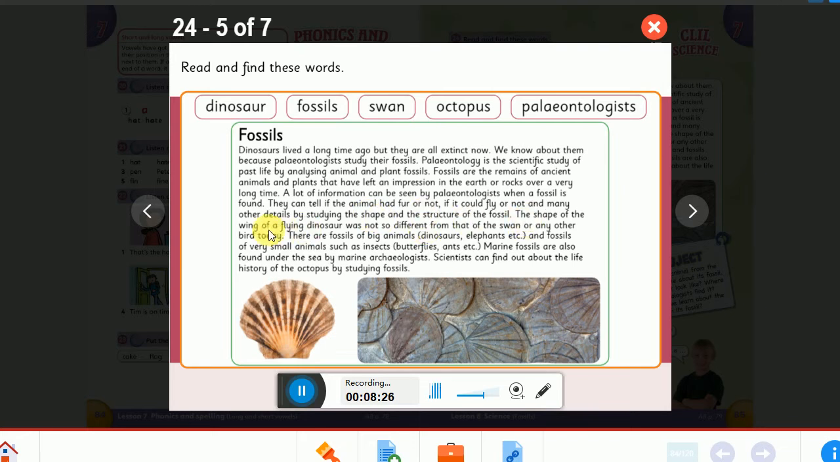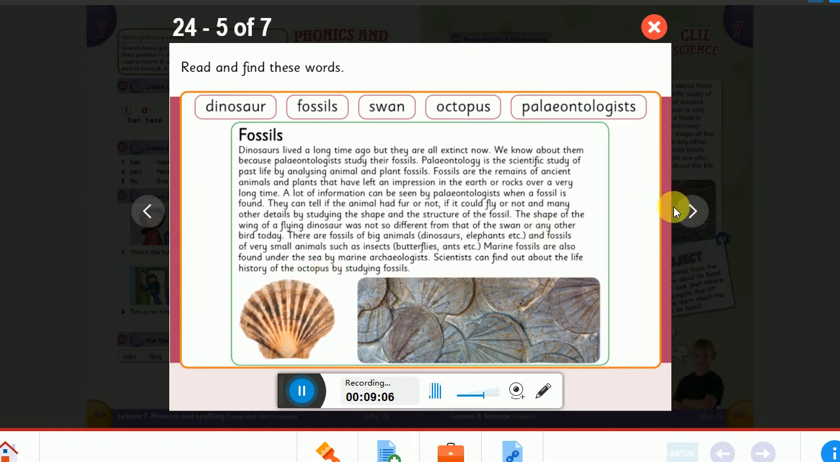The shape of the wing of a flying dinosaur was not so different from that of a swan or any bird today. That means that paleontologists, or scientists who study fossils, compare these animals or birds or plants with animals or birds that live today. There are fossils of big animals like dinosaurs or elephants, and fossils of very small animals such as insects like butterflies and ants. Marine fossils are also found under the sea by marine archaeologists. Scientists can find out about the life history of the octopus by studying fossils.